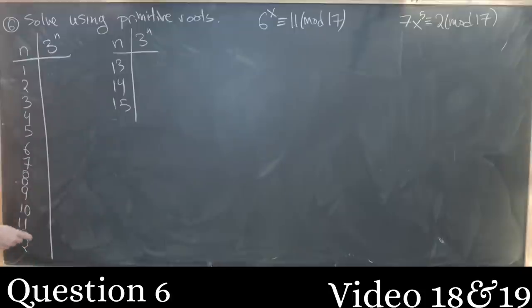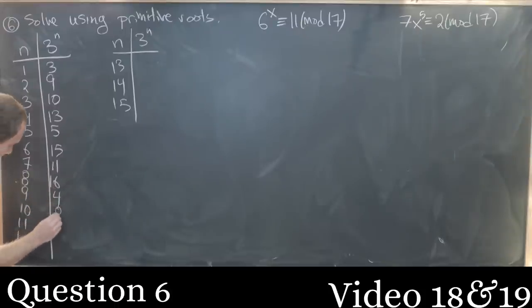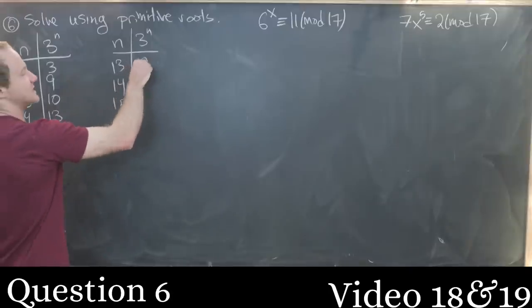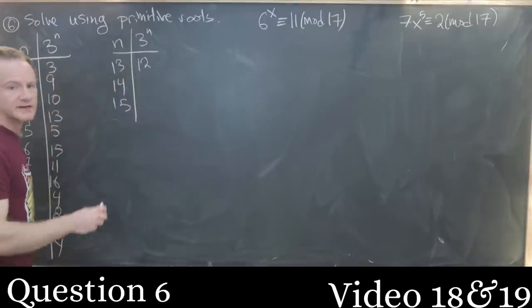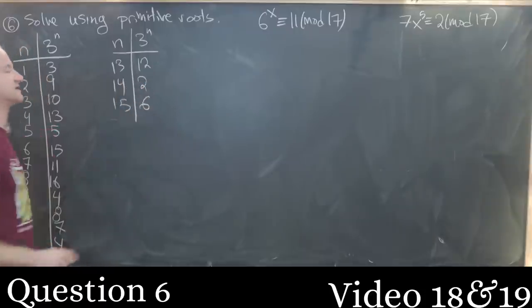I'm just going to read this off. This gives us 3, 9, 3 to the 3 ends up being 10. Well, that's obvious because that's 27, which is 10 more than 17. And then here we have 13, 5, 15. 3 to the 7th power is 11, 16, this is 4. To the 10th power is 8, to the 11th power you get 7. That means 3 to the 11 is 7 mod 17. 3 to the 12 is 4. 3 to the 13 is 12. 3 to the 14 is 2, and then this is 6.